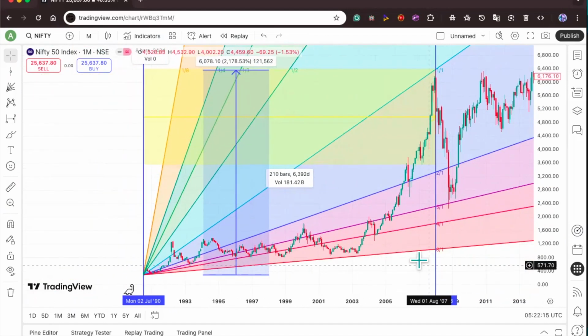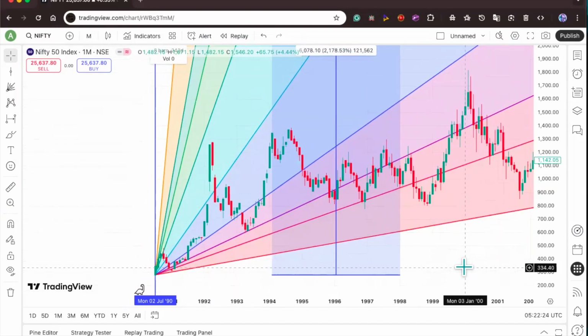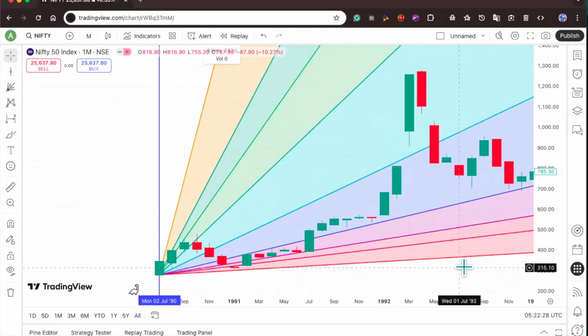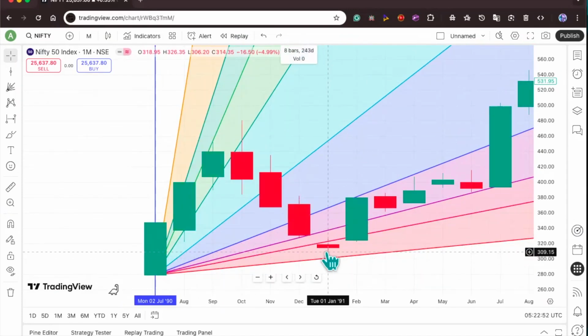So this should be the 8 is to 1 line. If I look in terms of unit, this is 8 is to 1. That is 8 units of time, and we move by 1 point. So this is what it has been indicating. Here it came down, and probably it tried to take support at the 8 is to 1 line. So this is my 8 is to 1 line. That is 8 units of time, and it is moving by 1 unit.